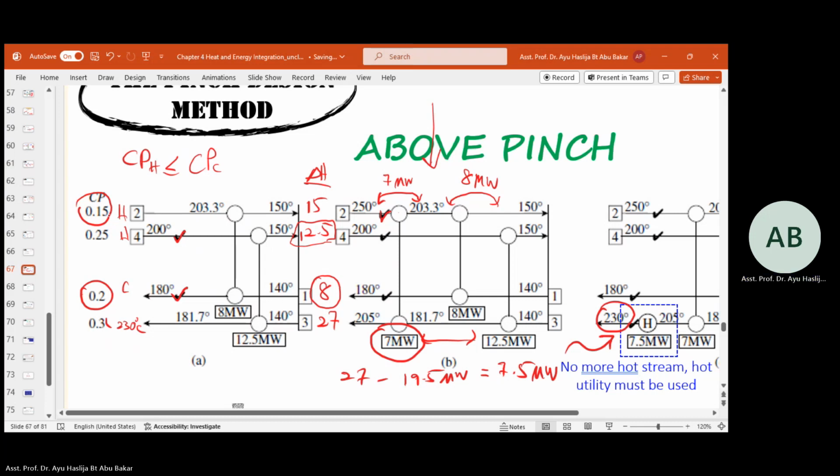So how do we know 8? Because stream 1 requires 8 megawatt. Stream 1 requires 8 megawatt to achieve the T target. So stream 2 passes down only 8 megawatt. How do we know here is 8 megawatt? Delta H is 8 megawatt.